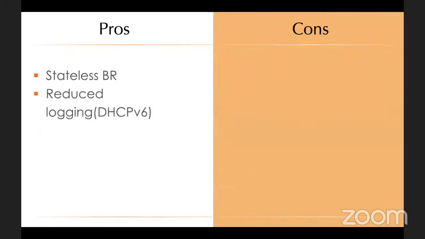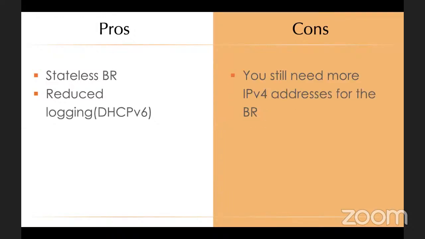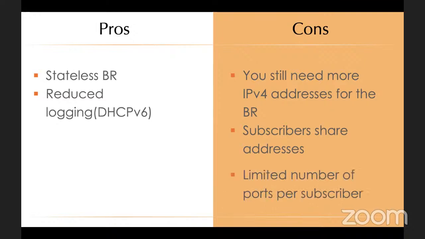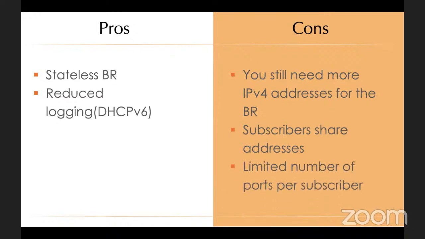In terms of the pros, it's stateless in nature and there's reduced logging compared to Lightweight 4over6 and DS-Lite. Because in Lightweight 4over6, remember the AFTR had the binding table, but for MapE, everything is sent from a central location. That's the DHCPv6 server. But you still need IPv6 addresses for the BR, and also subscribers share addresses. So the more subscribers you have, either they get fewer ports or you have a lot of subscribers sharing one address. And there is a limited number of ports per subscriber.